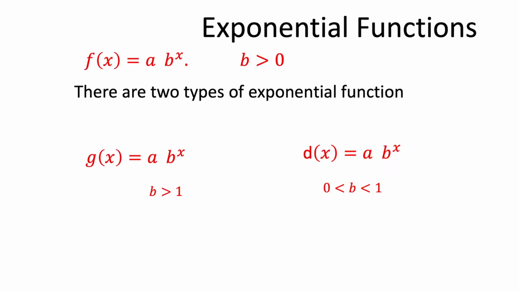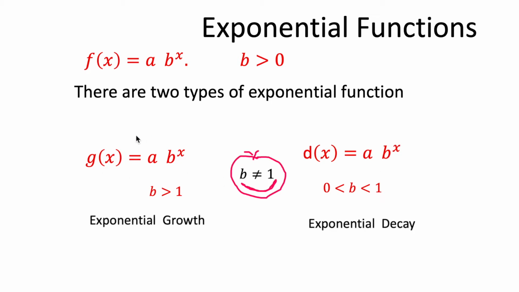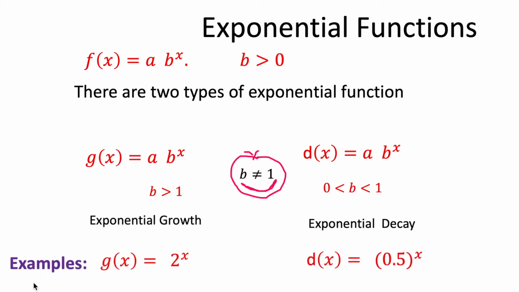There are two types of exponential functions. The first type is when b is more than 1, the base more than 1. The second type is when the base is between 0 and 1. The first one is called growth, because the base is more than 1. The second one is called decay. So here are two examples, one for the growth and another one for the decay.